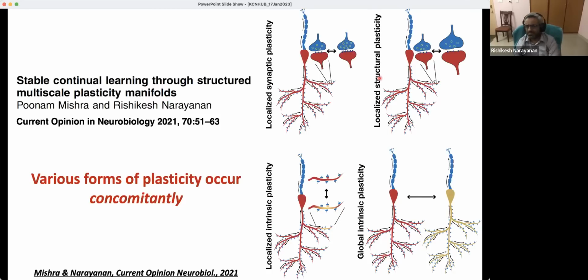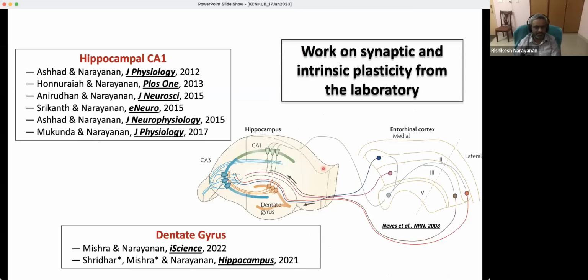Right? So there are structural changes, there are synaptic changes, there are intrinsic changes, there is global synaptic scaling where every single AMPA receptor in the neuron undergoes plasticity either up or down. So there are changes in pretty much every component in every possible spatial combination. And it's important to keep this in mind and not just think of synaptic plasticity, basically. Right? So over the years, our work on this has been limited to the hippocampus proper. We have been looking at interactions between synaptic and intrinsic plasticity, both experimentally and theoretically, and how exactly different kinds of activity patterns bring about changes in these neurons.